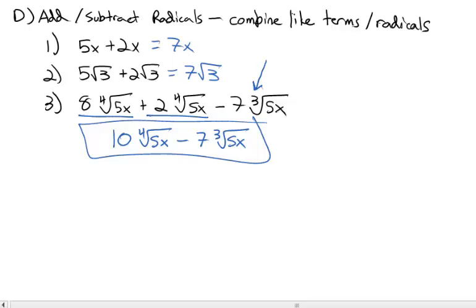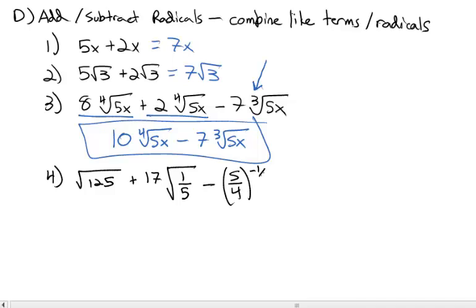Combining a lot of these concepts together, we're now ready to simplify an expression such as the square root of 125 plus 17 times the square root of 1 over 5 minus 5/4, we'll make that to the negative 1/2 power, plus the 4th root of 25 over 16.